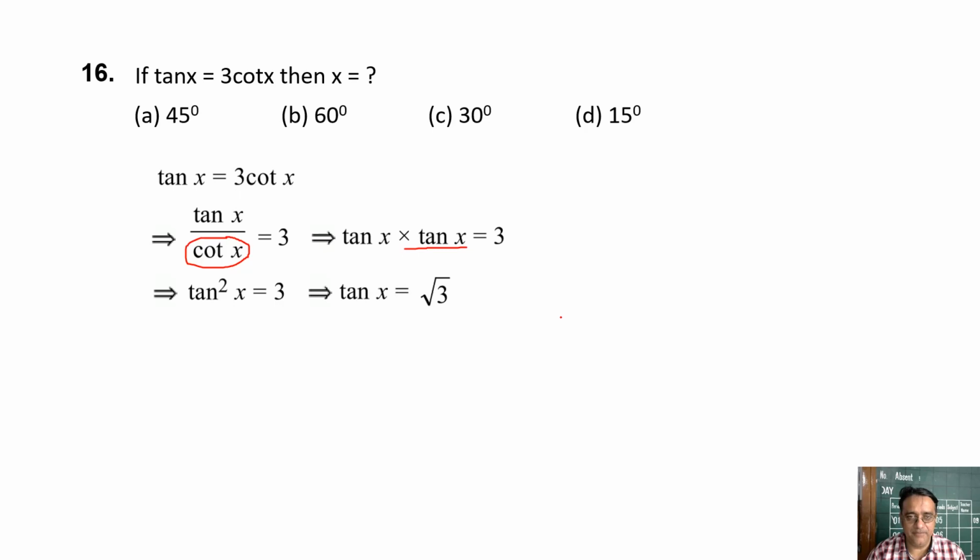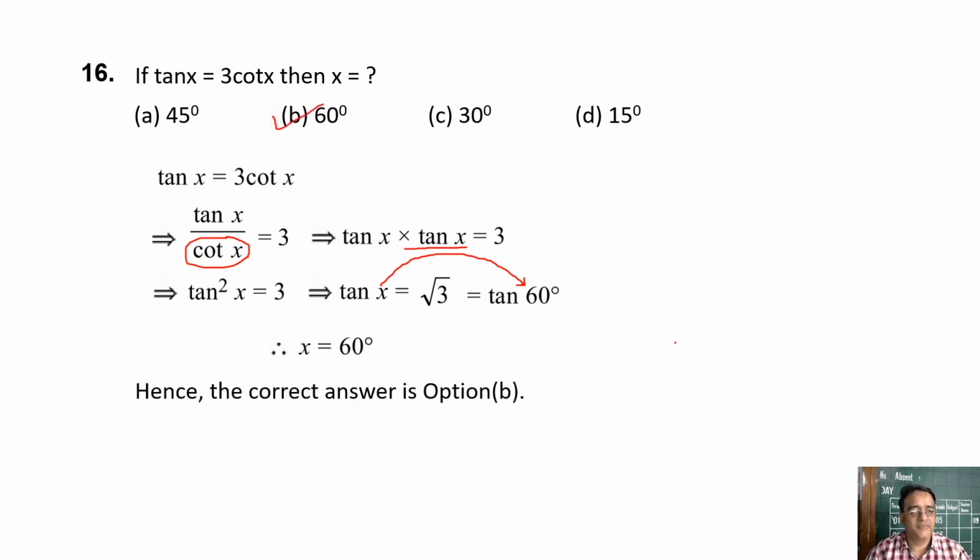Root 3, okay, because here it can be plus or minus root 3, but we are taking all the values between 0 to 90 only. So in 0 to 90, all trigonometric ratios are positive. That is why we are taking it as plus root 3 only. So root 3 comes at which angle in tan? Tan 60, 60 degree. So the value of x is equal to 60 degree. So the correct option is Option B.